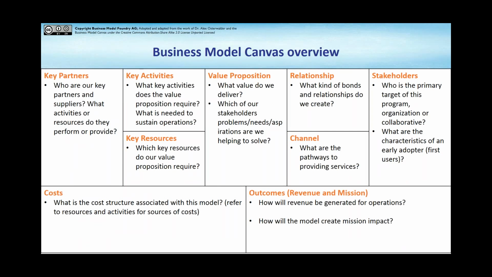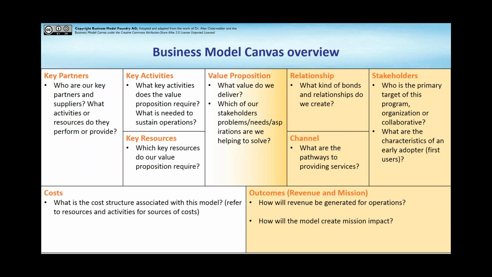This is an overview of the business model canvas with a leading question that can help fill in each one of the blocks that make up your business model. As you can see, it can be overwhelming to take a look at all at once, so let's walk through it step by step. Starting from the far right side are the stakeholders. These are the primary targets of the program, organization, or collaborative. The value proposition, which is in the center, is the core of what you're delivering. What is it that you're helping to solve?